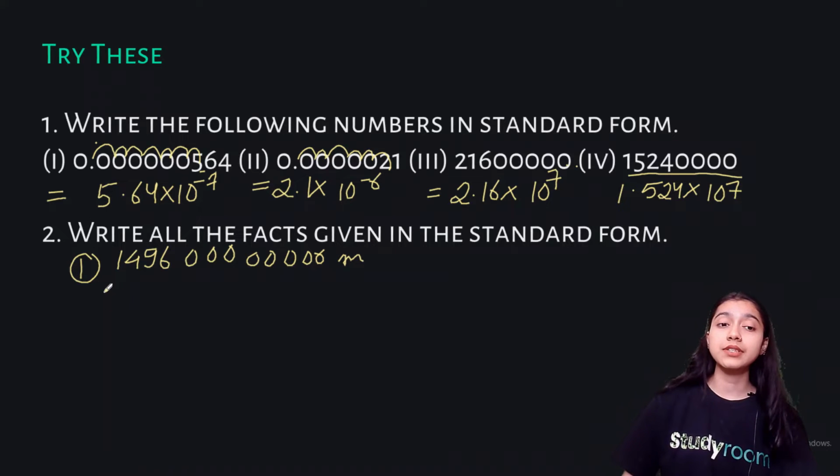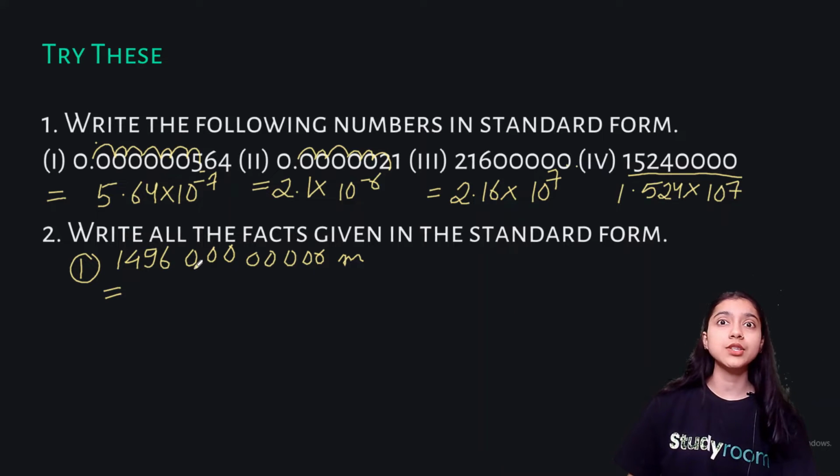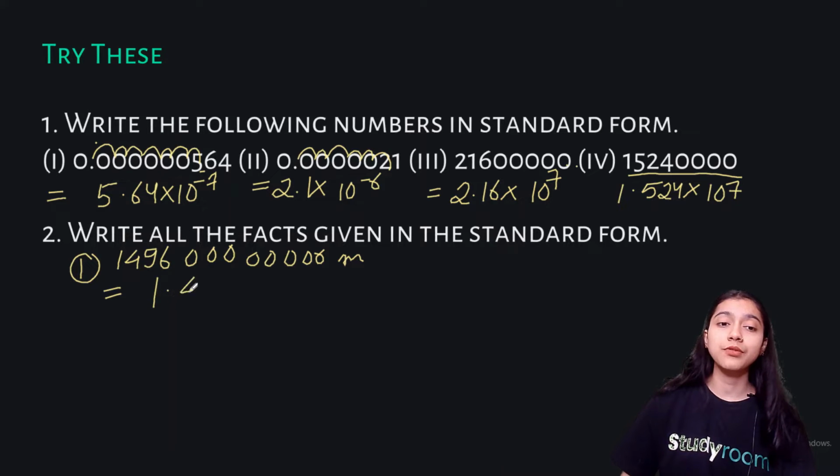Now we have to represent this in standard form. In order to do so, we have to shift the decimal place towards the left hand side. So the number of places that we will be shifting is 1, 2, 3, 4, 5, 6, 7, 8, 9, 10, 11. So the exponent will take 11. So it will be 1.496 multiplied with 10 to the power of 11.